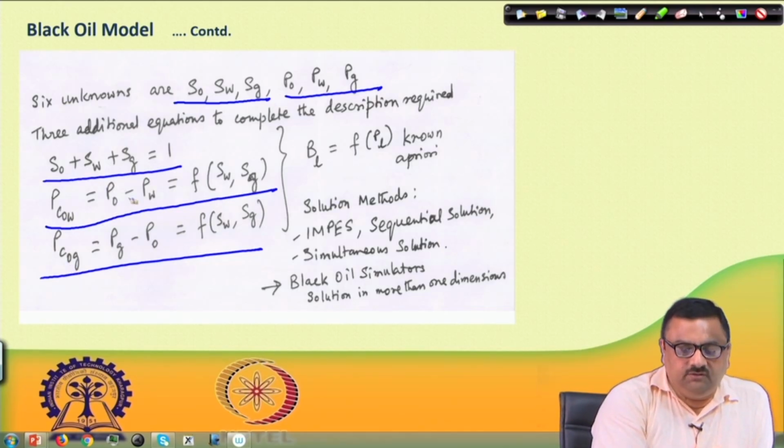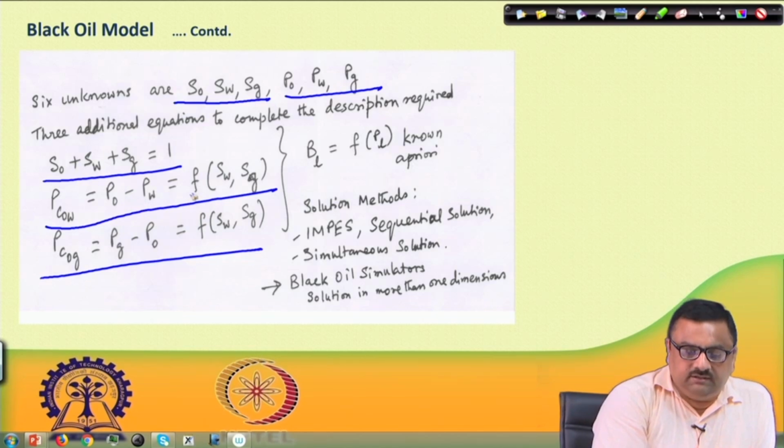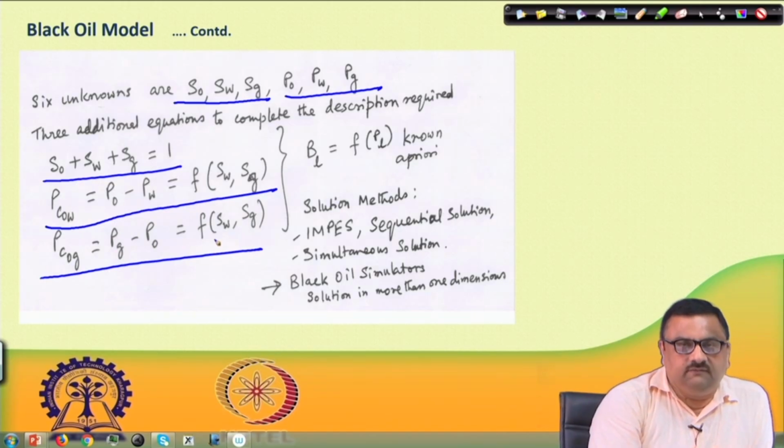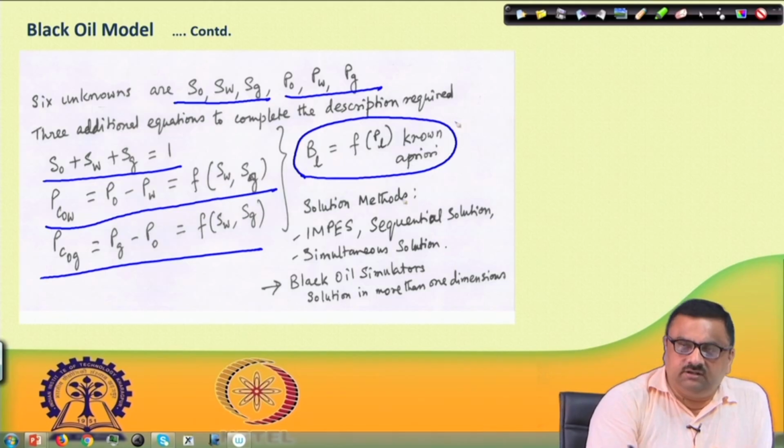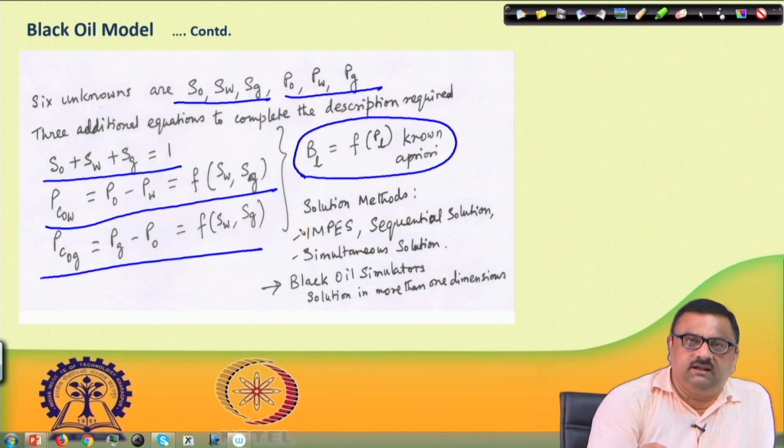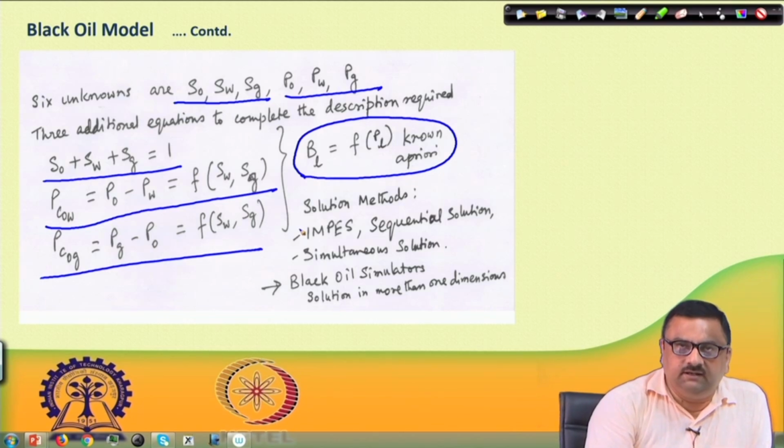So, these have to be PO minus PW, and this is a function of SW, SG, and the capillary pressure between oil and gas would again be a function of SW, SG, because the moment SW and SG are specified, then SO would be automatically specified. This is 1 minus SW minus SG, because the sum has to be 1. And the formation volume factor, and for that matter the solution gas oil ratio, has to be known a priori. So, now to solve these equations, there are some unique techniques available.